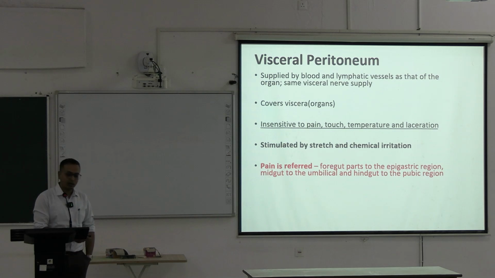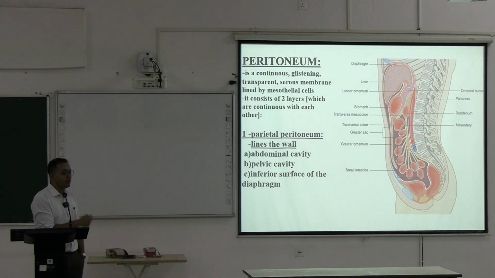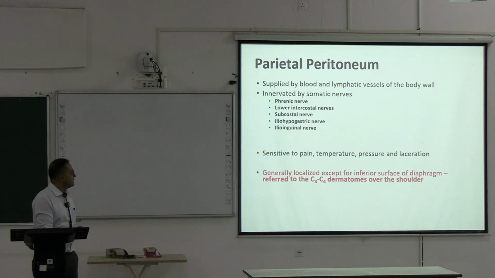In between these two layers we have a space, we call it the peritoneal cavity. So, the peritoneum has two layers, parietal layer and visceral layer. Parietal layer, as it is covering the parietes, is innervated by the somatic body nerves. That means the mixed kind of nerves coming from the spinal cord supply it. What nerve supplies it? Phrenic nerve supplies it.